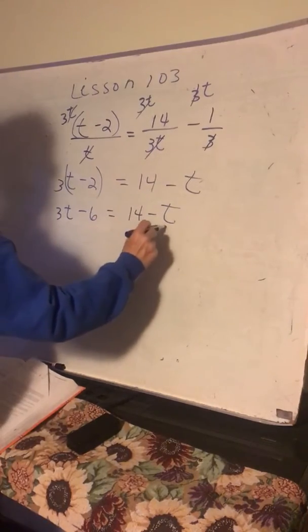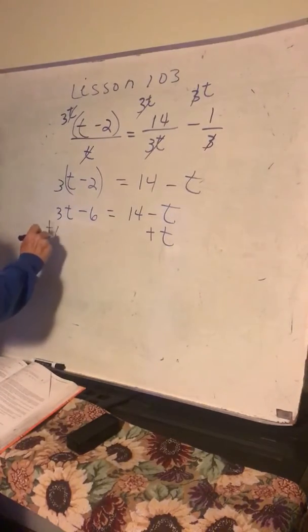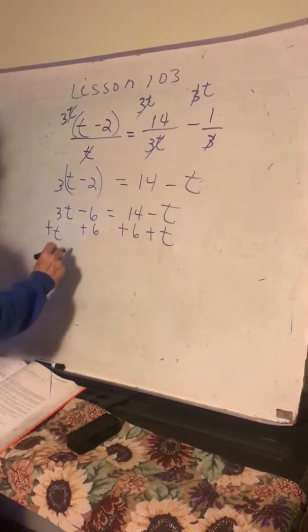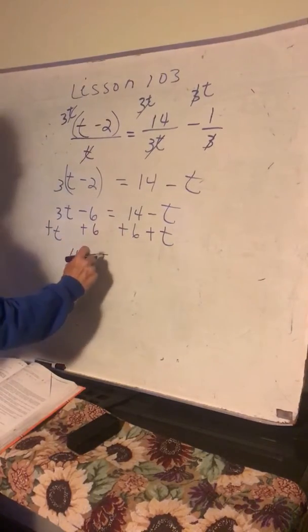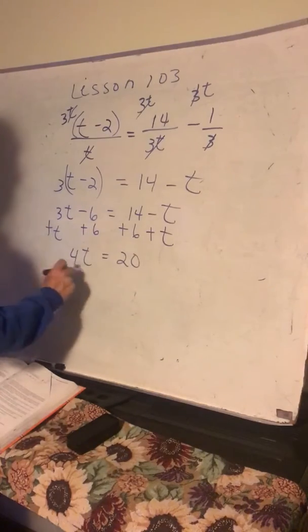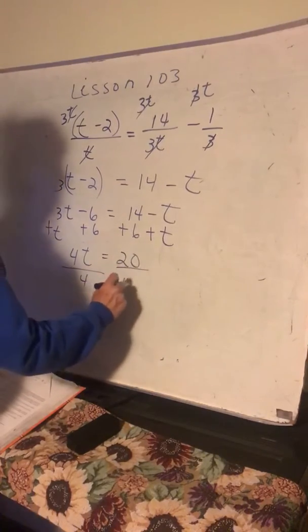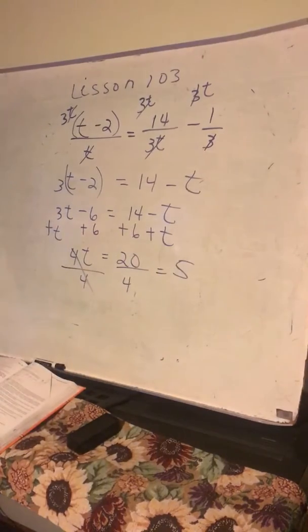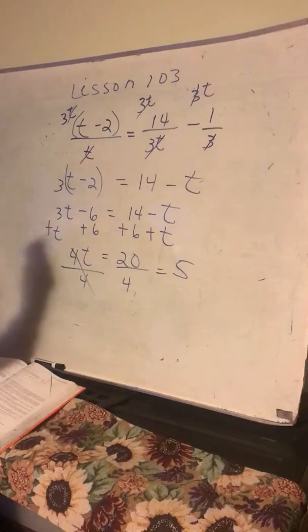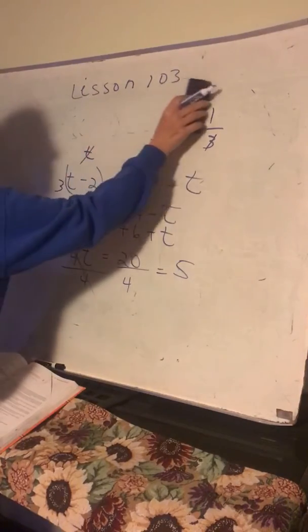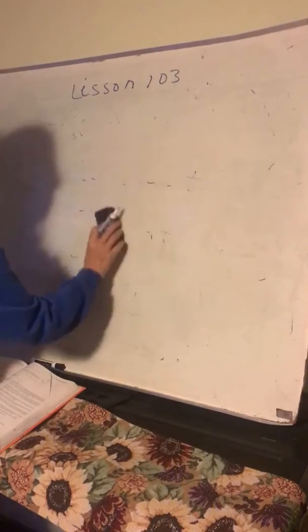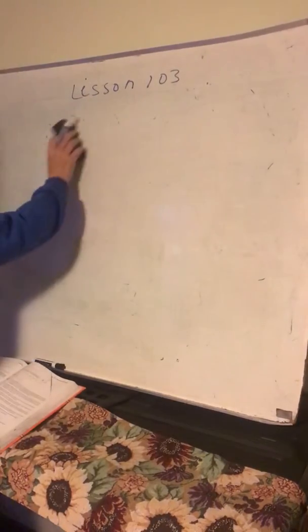You add the t to both sides, add the 6 to both sides, and you end up with 4t equals 20. Divide by 4, divide by 4, and your answer is t equals 5. Okay, now we're going to do another one. I'm going to do several of these. These are kind of tricky.